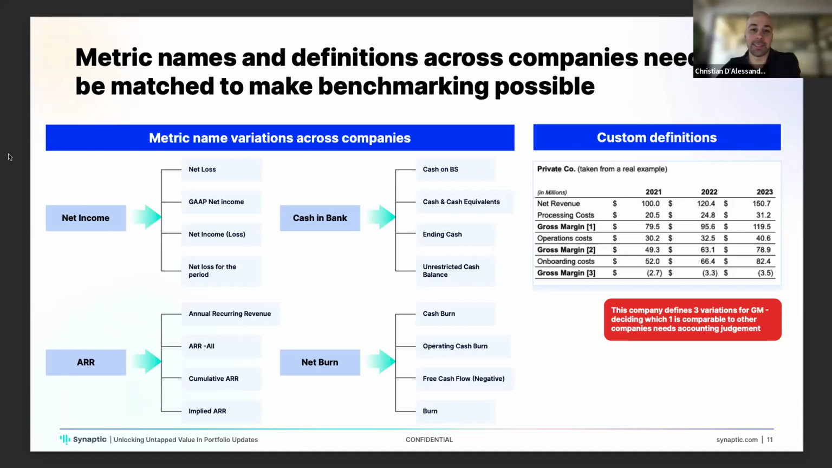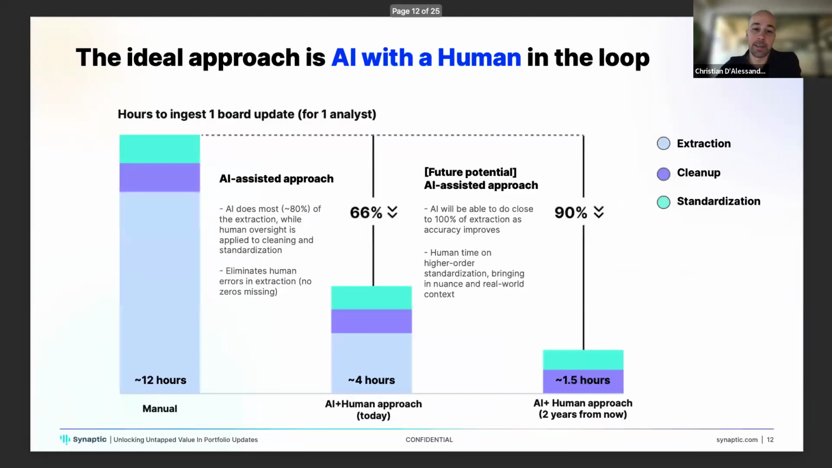And Rohit, that's exactly the metric name mess that we talk about here. A good example, just to put it into more context for folks, is it net burn or cash burn or free cash flow? How do you decide which is the right metric to be tracking around these companies? Yeah, back to the next slide.